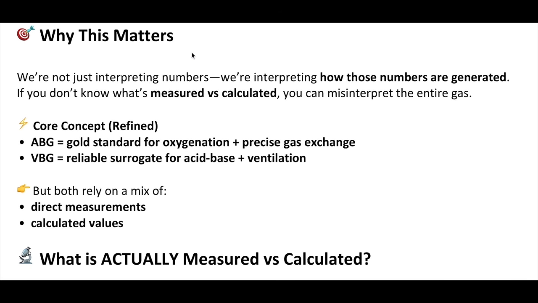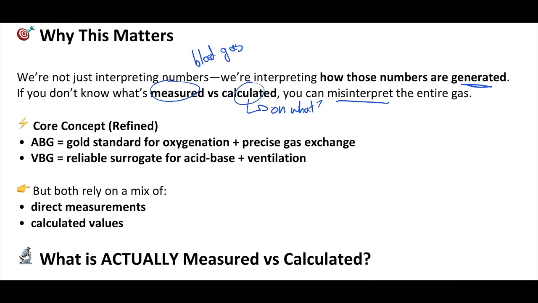When we're doing a blood gas, we're not just interpreting numbers, right? We're thinking about how those numbers are generated. Are they measured? Are they calculated? If they're calculated, what are they calculated from? Because that will help you understand what you can, quote unquote, trust in that blood gas and what you might misinterpret. Because if you misinterpret something and then apply it to that patient's clinical scenario, you run the risk of going down a tricky pathway.